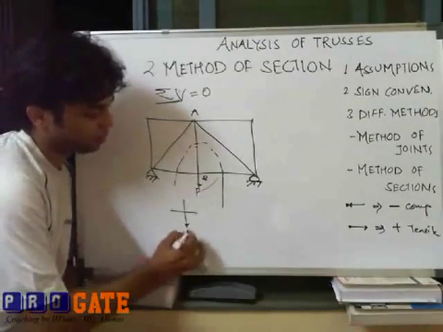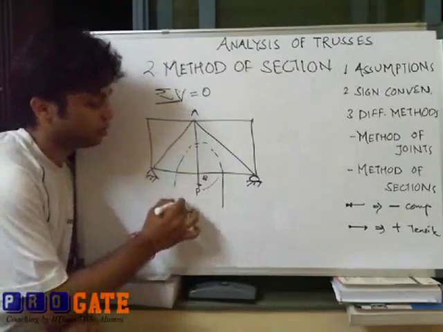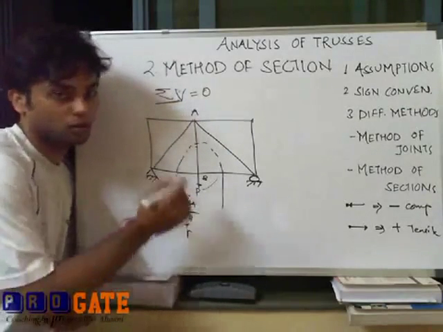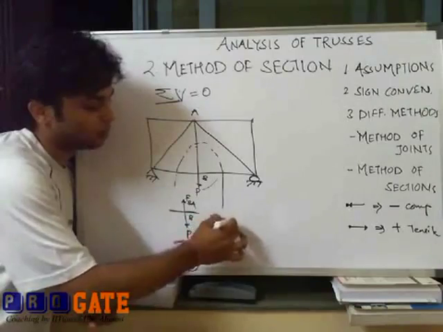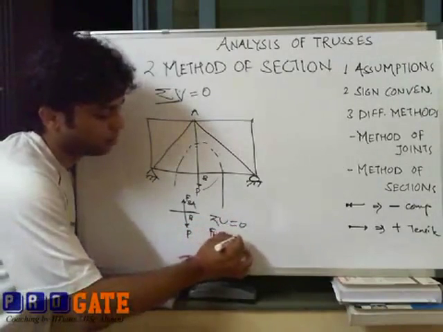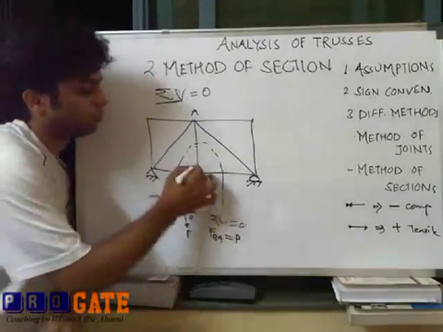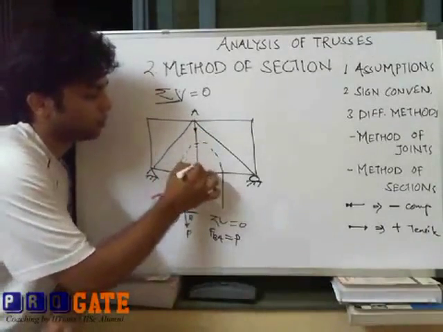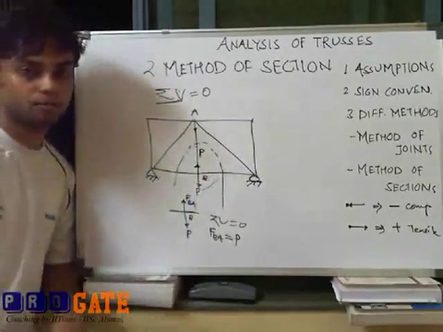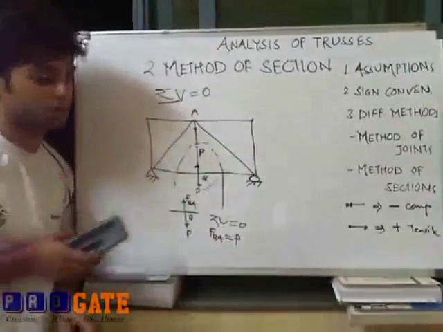It is P, joint B. We are not concerned about horizontal forces. Suppose FBA is in this direction. It's our assumption. When you implement summation V equal to 0, that will give you FBA is equal to P, or FBA minus P equal to 0, which means FBA equal to P. Now, you know the force magnitude and force nature in member AB. So this completes your method of section here.